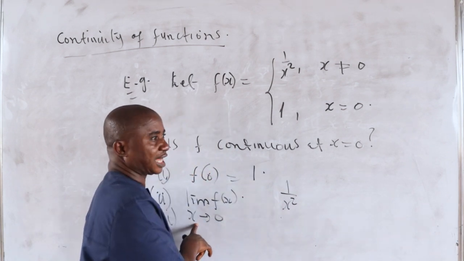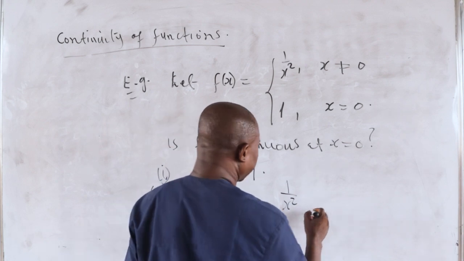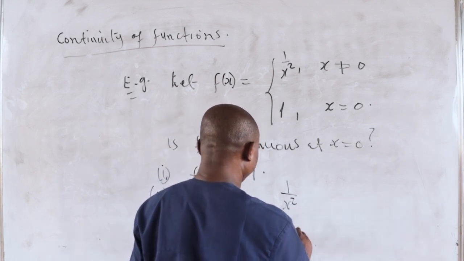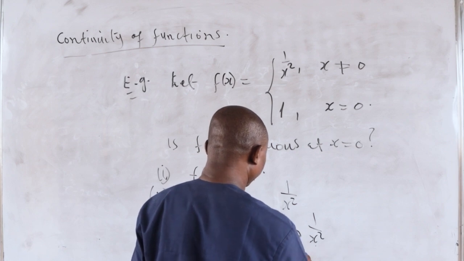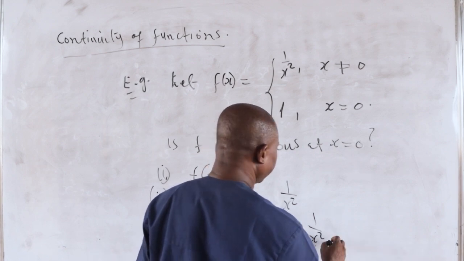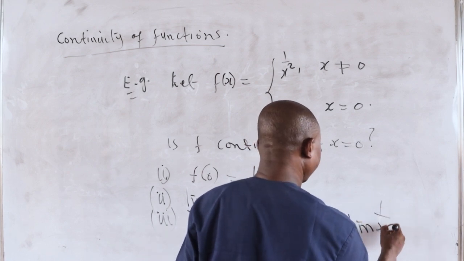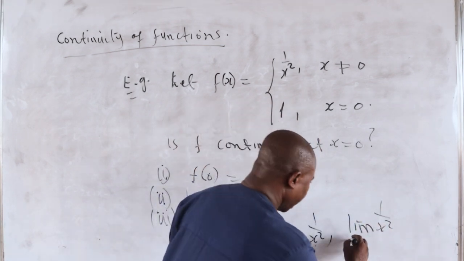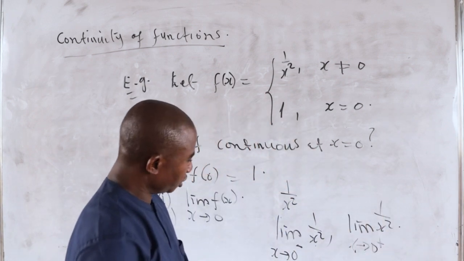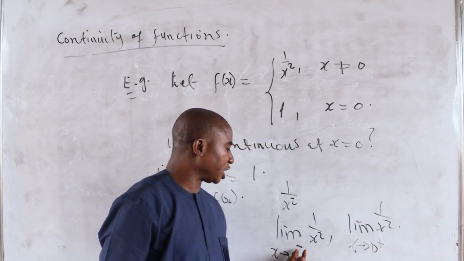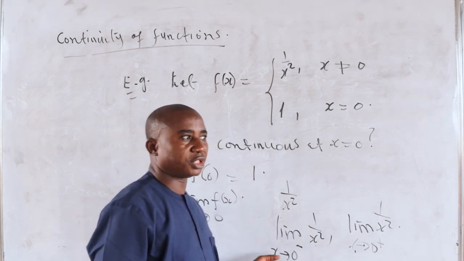So we have two ways x can tend to 0. It is either way, so we consider the limit of 1 over x squared as x tends to 0 from the negative side. We also consider the limit of 1 over x squared as x tends to 0 from the positive side. By negative side, I mean all values of x that are smaller than 0. So we start from there.